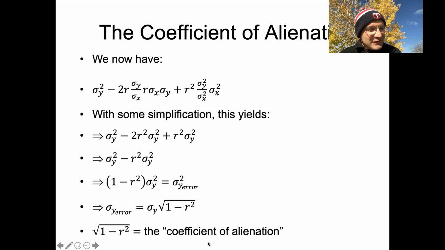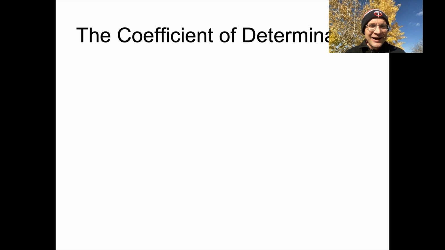It's called the coefficient of alienation, which, as far as I'm concerned, would be a great band name or maybe a great album name. So if you ever create such a musical creation, all I have to say is at least put me in the liner notes.